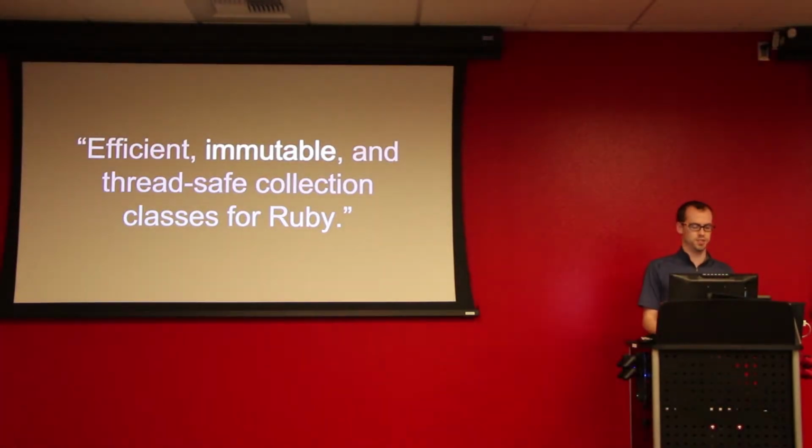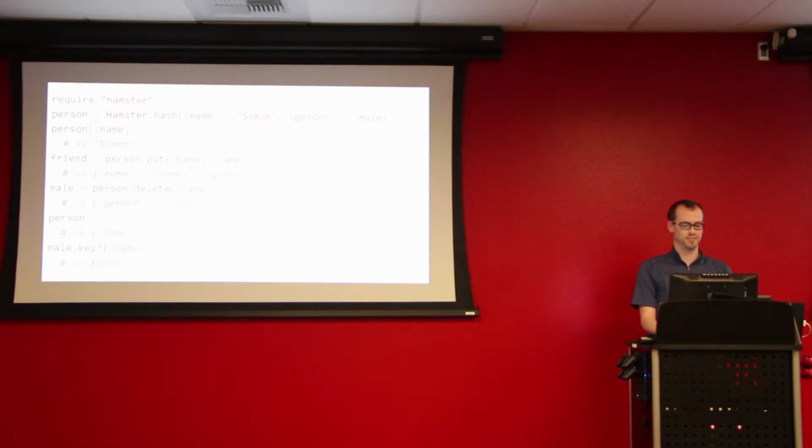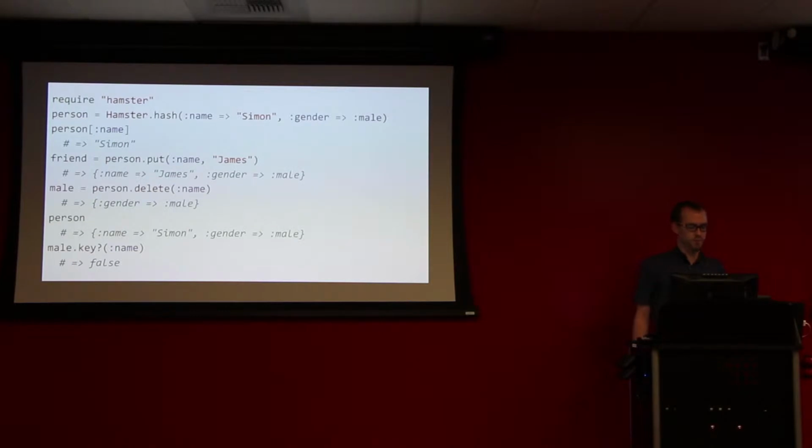All right, next, immutable. So the collections are immutable. What does that mean? Immutability. This is some example Hamster code. First, you need to install the gem, just like any other gem. Gem install hamster. And then the first line below that makes a hash. It contains 2 key value pairs, name, Simon, gender, male. And then you can access it just like you would a hash in Ruby. So you can say person name, and it returns Simon.